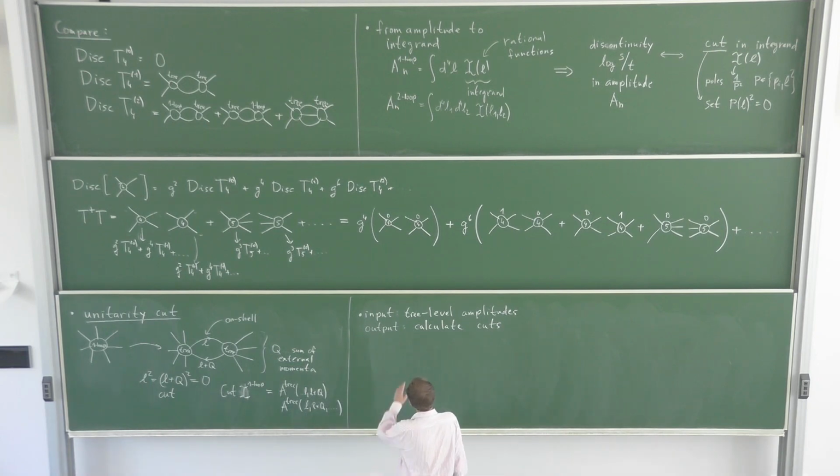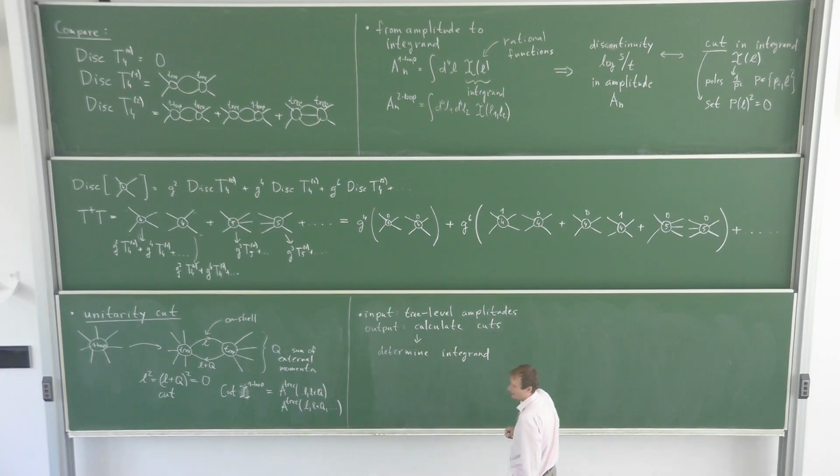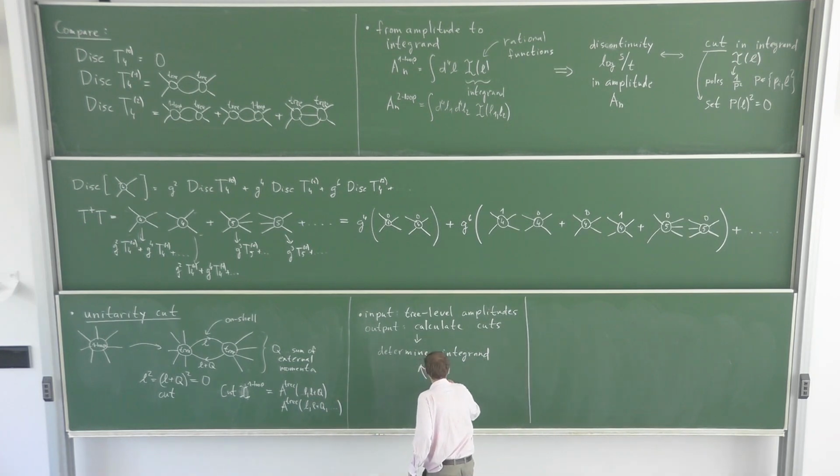Okay, so the output would be calculate cuts, and from that we would like to determine the integrand. The cuts will lead us to a particular representation of the integrand, which is very natural from this point of view. But before we can do it, we have to calculate more cuts than just this unitarity cut. So this is what we want to do. This is our goal.